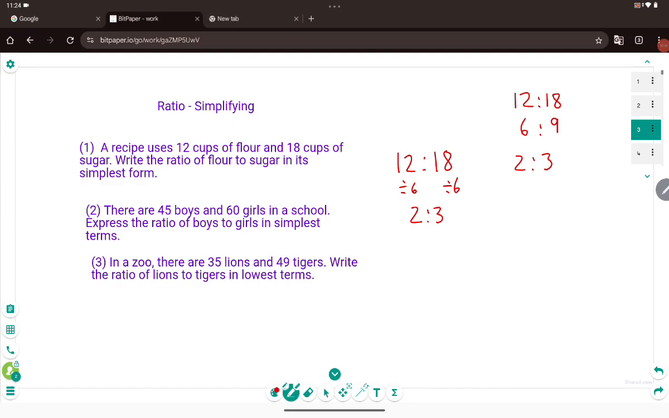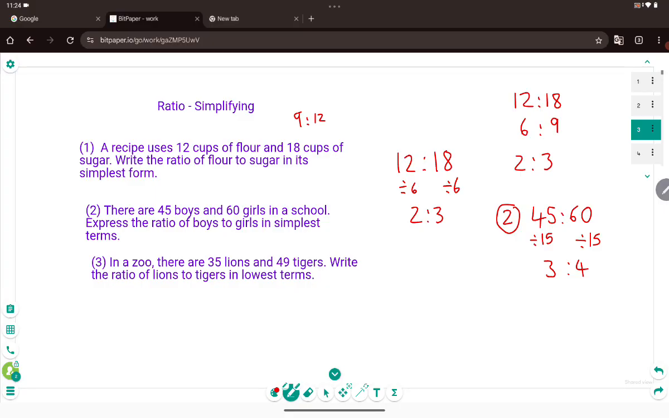Okay, question 2. There are 45 boys and 60 girls in a school. Express the ratio of boys to girls in its simplest form. I will do this one over here. So we've got 45 to 60. I know the highest common factor is 15. So let's divide them both by 15. 3 to 4. And again, you may have done this by dividing by 5 first. Dividing by 5 first would have given you 9 to 12. And then if you divided them both by 3, you would have got 3 to 4.